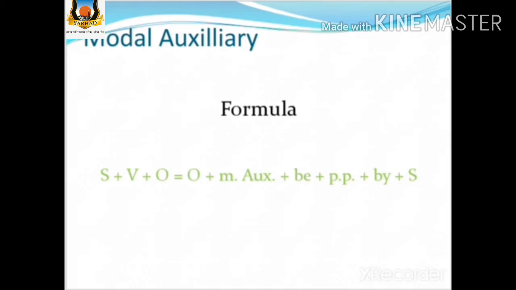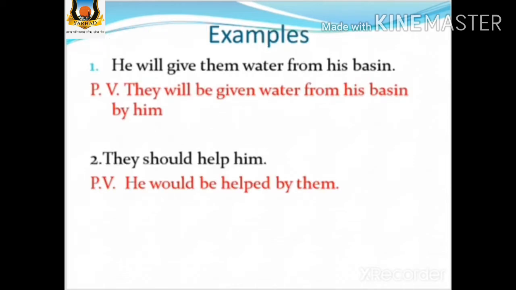I hope all of you have noted down this formula in your notebook. And how to note it down, I already told you. Make boxes for every formula, give the heading of that particular type of sentence, then make a box for the formula, and after that write the sentences one by one. So the formula is subject plus verb plus object is equal to object plus model auxiliary verb plus be plus past participle of the verb plus by plus subject. This is our formula. Now let us see examples of this type.